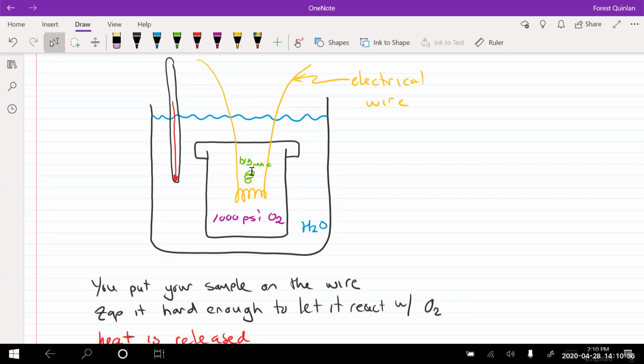But let's talk about the other two things of this. Why is it called a bomb calorimeter, Dallas? Look at that PSI, 1,000 PSI. Well, there's 14.7 PSI per atmosphere. So if I take 1,000 divided by 14.7, that's about 68 atmospheres worth of pressure. If something goes wrong, that blows up. Hence, bomb calorimeter.